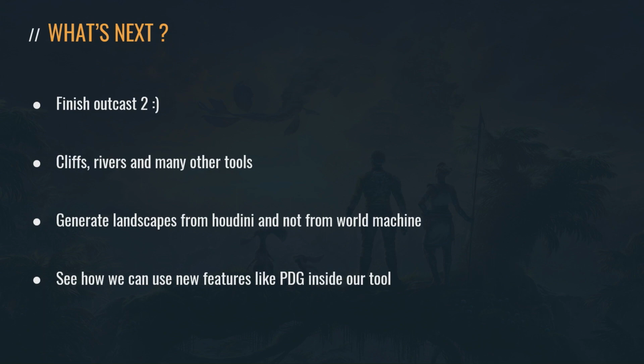What's next? Finish Outcast 2, and we would also like to create more tools for our next production. At the start of the production, we didn't know Houdini, so we didn't have the possibility to create, for example, some cliff tools or the river tools in order to have a flow map and even place some particles where the rocks are inside the river. So that would be awesome to create even more tools for the next production, now that we know Houdini.